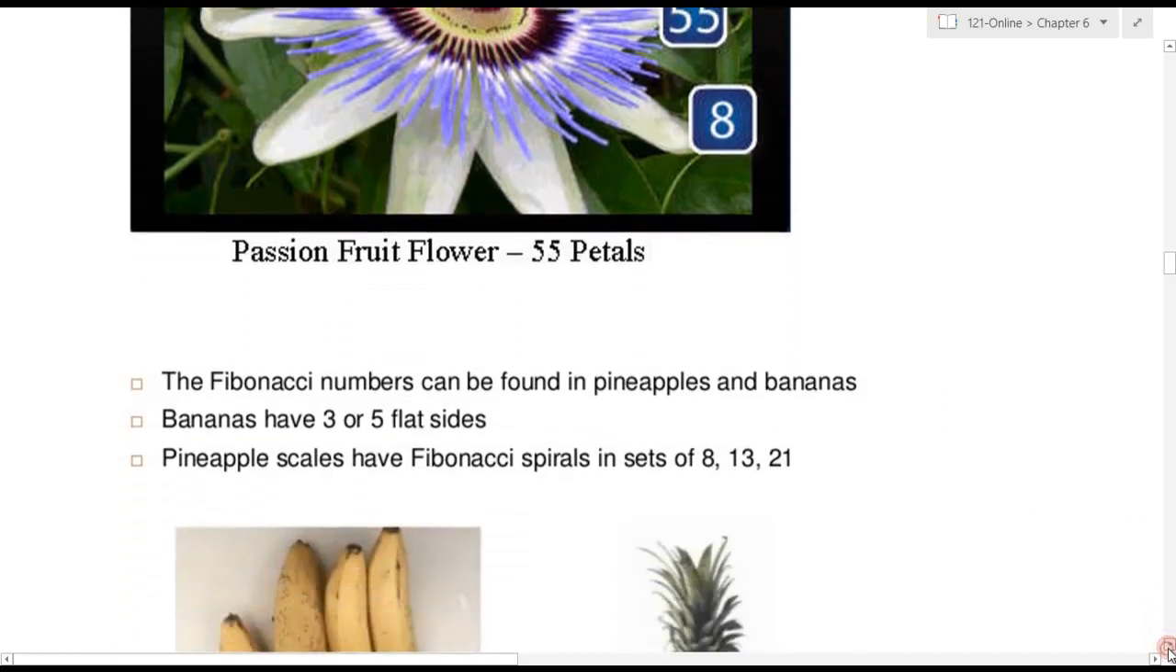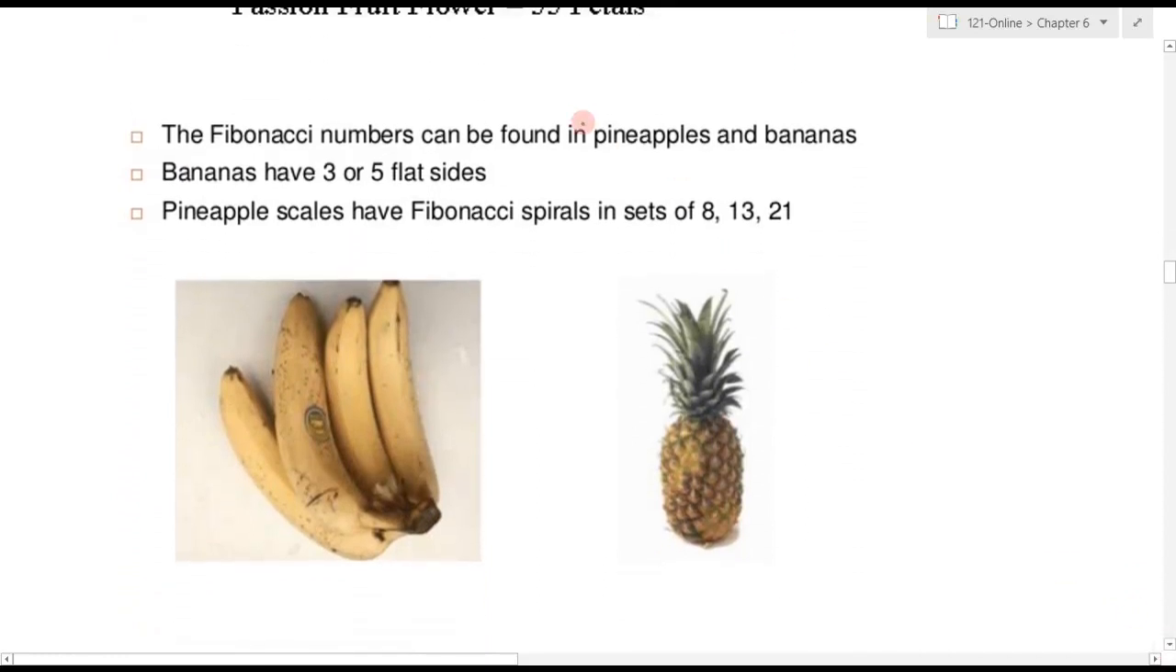Okay. The Fibonacci numbers can also be found in pineapples and bananas. There's the little spiral things on pineapples. Bananas have either 3 or 5 flat sides. I didn't know that until I found this on the internet. Pineapple scales have Fibonacci spirals in sets of 8, 13, and 21.